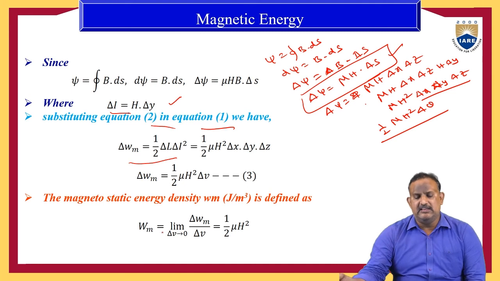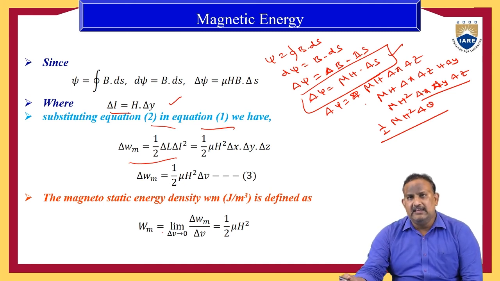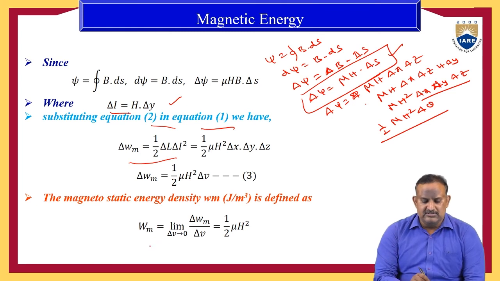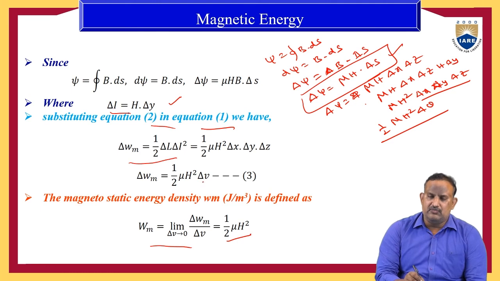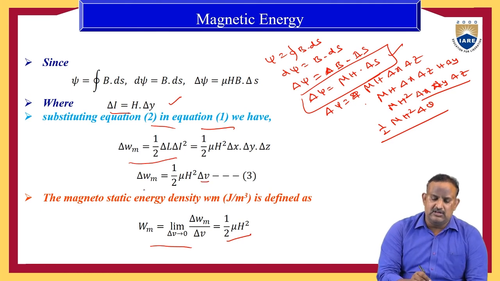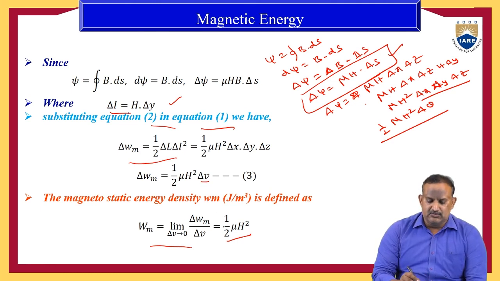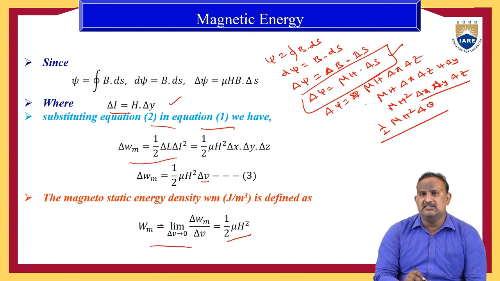So here the magnetostatic energy density can be defined as Wm equal to the change in stored energy by the change in volume. Therefore, it is half mu H squared. If you bring the change in volume to the denominator, the stored magnetostatic energy density is equal to half mu H squared.